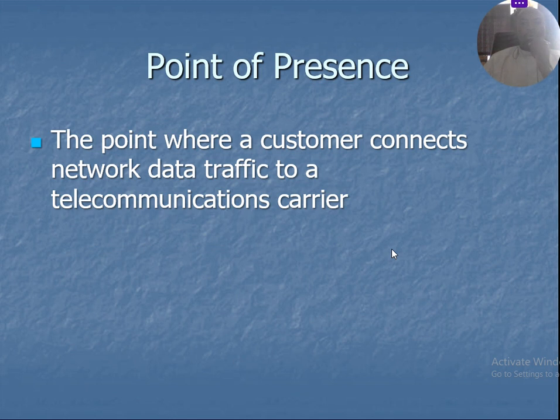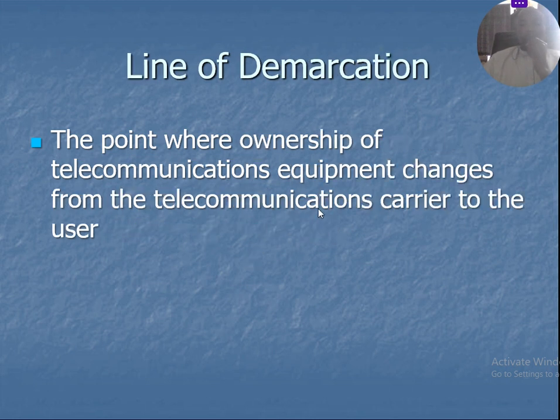Now, point of presence. The point where you as a customer connect your data traffic to the telecommunication carrier is called the point of presence. Now, line of demarcation. These are terminologies used with this. Line of demarcation is the point where the ownership of the telecommunication equipment changes from the telecommunication carrier to the user. That's what we call the line of demarcation.